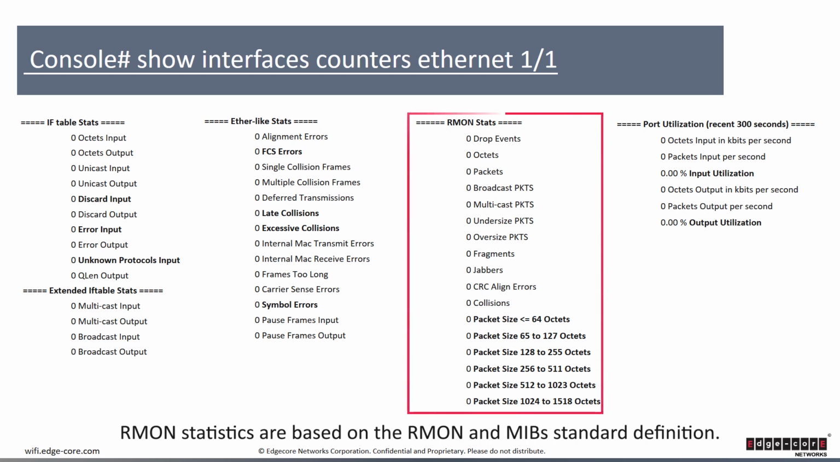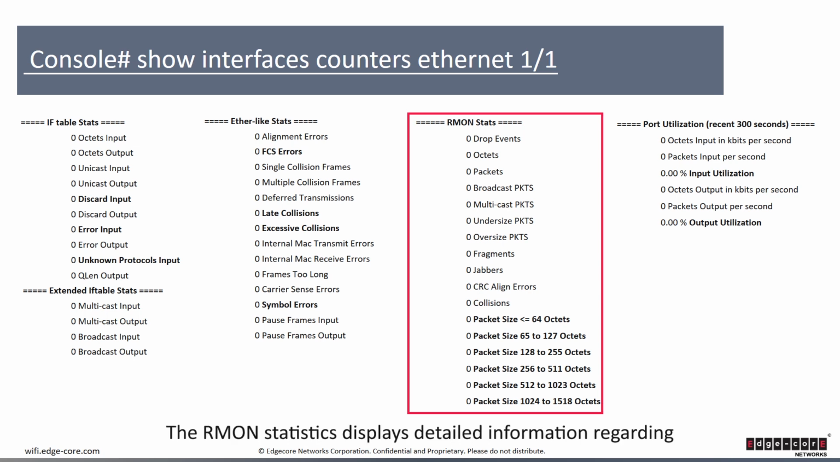RMON statistics are based on the RMON MIB standard definition. It can help you monitor and troubleshoot network problems. The RMON statistics display detailed information regarding packet sizes and information regarding physical layer errors.